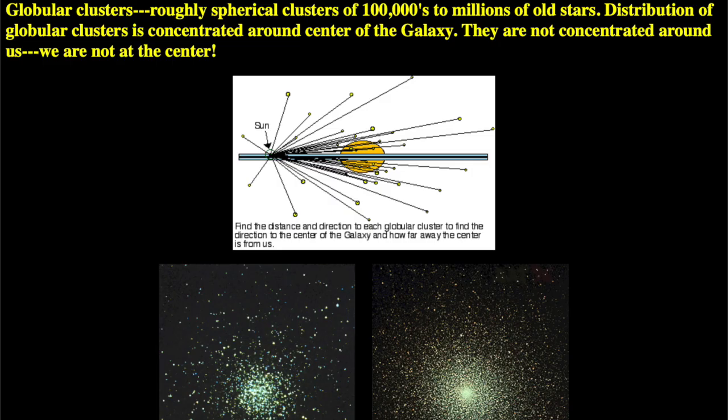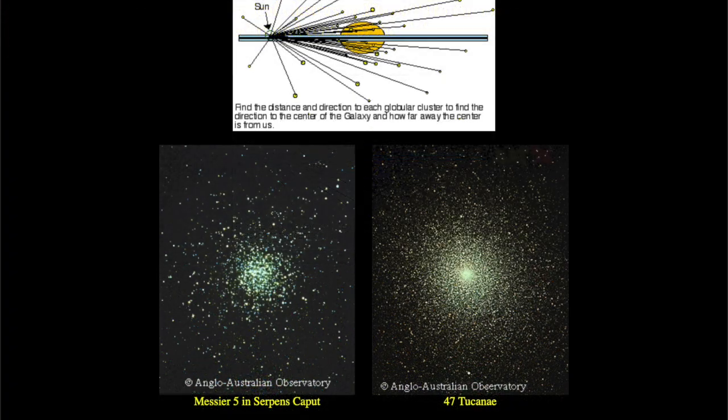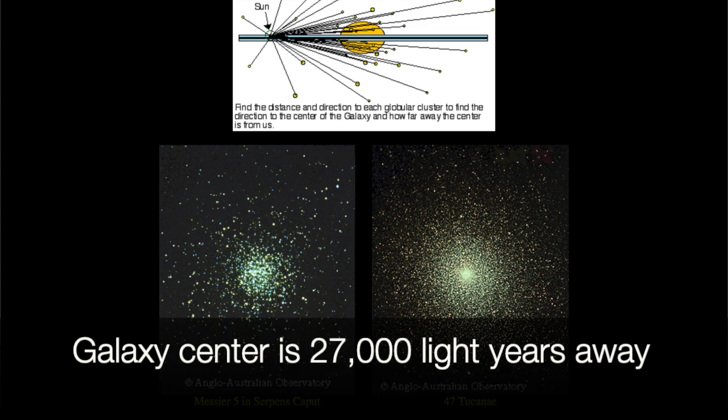The fact that the distribution of globular clusters is concentrated in the direction of the Sagittarius constellation, instead of being sprinkled randomly all over the sky, tells us that we are not at the center of the galaxy. If we have a way of measuring the distances to all the globular clusters, we could determine how far out from the center we are. We now know that we're about 27,000 light-years from the center.